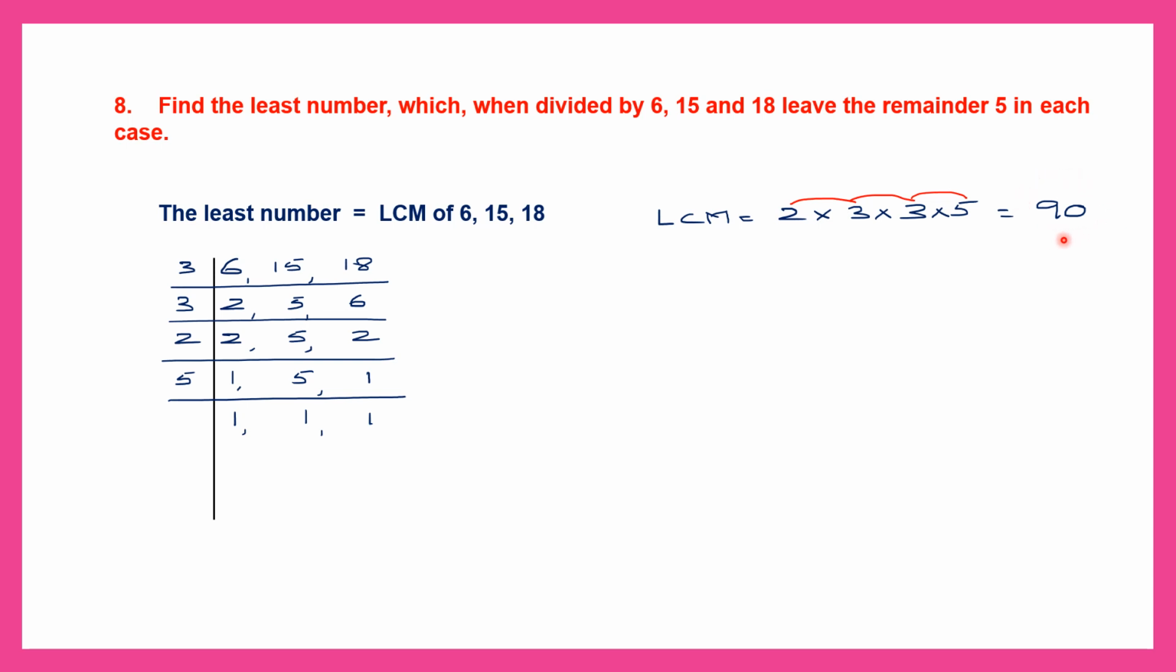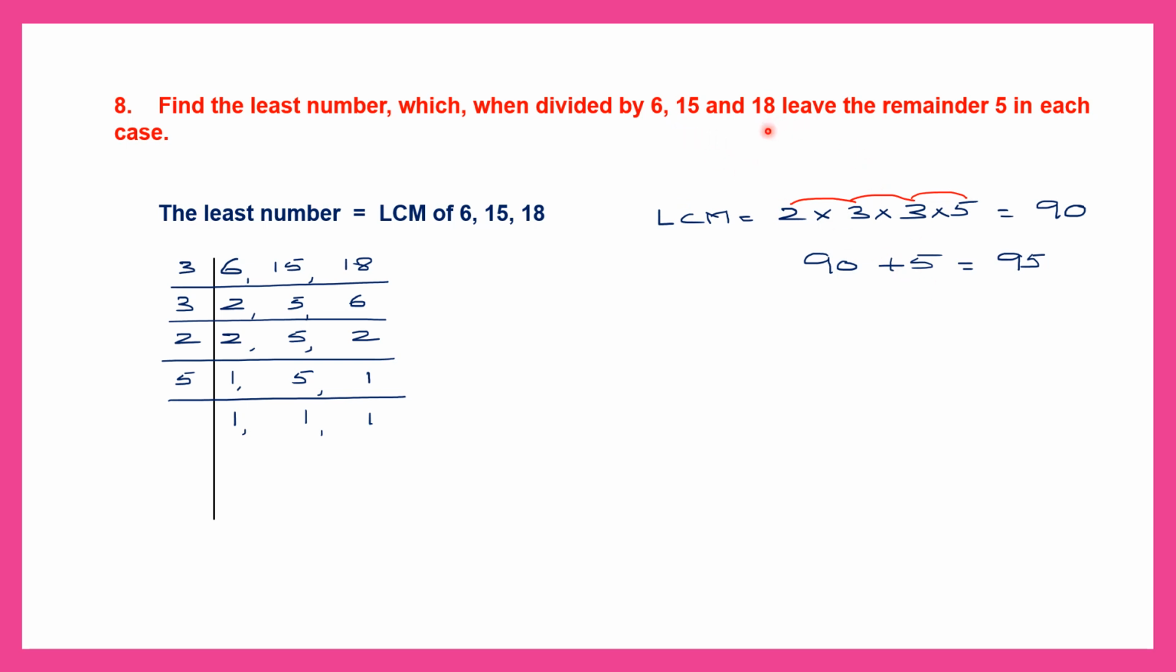If it should leave a remainder 5, then what should we do? Take 90 and add 5 to it. Now your number is 95. If you divide 95 by 6, your remainder is going to be 5 because 90 is completely divisible. What is left is only 5. If you divide it by 15, again your remainder is 5.